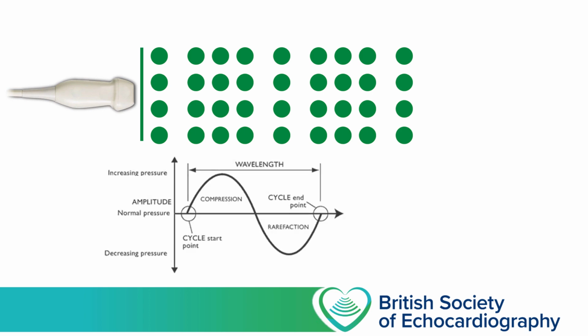Now if we freeze time, take a single moment, and look at what's happened to those particles, as we move into our patient we move from areas where the particles are at their resting pressure, to areas where they've been compressed and the pressure has increased, to areas of rarefaction where particles have been spread apart and the pressure has decreased, and back to the resting pressure. If we plot this on a graph, we end up with a sinusoidal wave, with distance on the x-axis and pressure on the y-axis. The distance from resting pressure through compression and rarefaction back to resting pressure again is our wavelength.